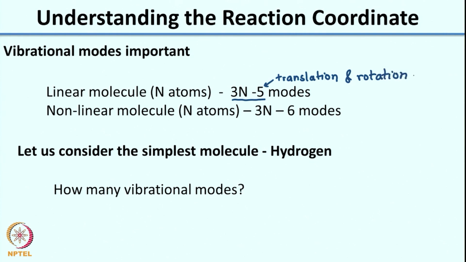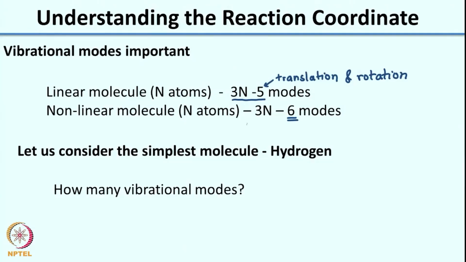Now in a non-linear molecule, it still has the 3 modes possible for rotation, because if you rotate along the axis of the molecule, it does not remain unchanged. So you have 6 modes and the total number of vibrational modes are 3n minus 6.